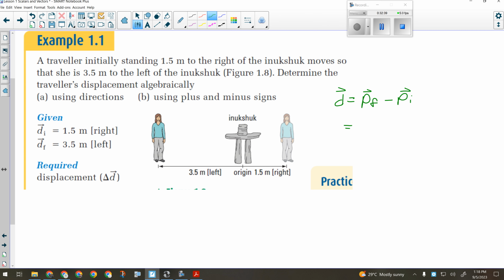They're opposites, so one would be positive and one would be negative. Okay, so I would say my final position is negative 3.5 meters minus positive 1.5 meters. Well, if I do that, 3.5 minus 1.5 is going to give me negative 5.0 meters, which is 5.0 meters left, because I made left negative in that question. Okay, is that ringing a bell?